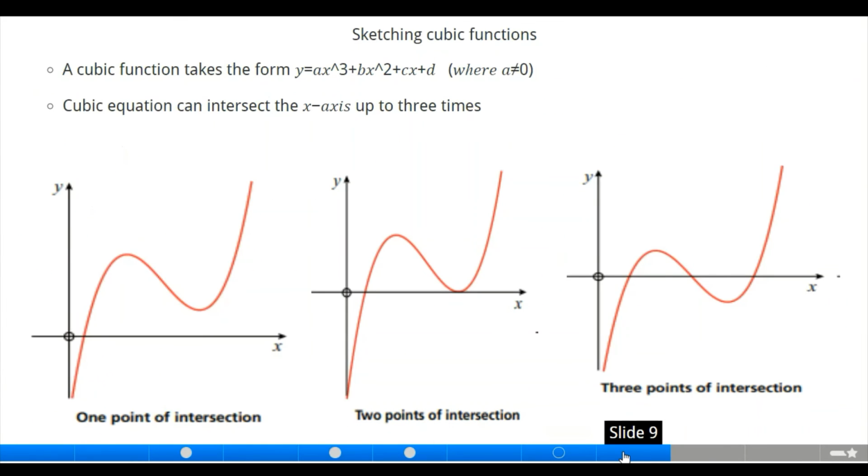Now we have how to sketch cubic functions. For a cubic function, that implies that x is going to be raised to the power of 3. So we can have one point of intersection, that is, the graph on this line is meeting only one point on the x axis. And we have 2 points of intersection, where the graph is meeting 2 points on the x axis. And we have 3 points of intersection when the points on the x axis are actually 3 in number. We have 1, 2, and 3, and these are the likely ways by which we can plot a cubic function.